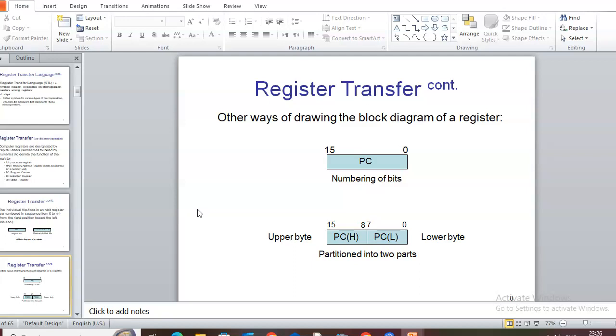Sometimes it is partitioned into two parts, that is lower byte and upper byte. The lower byte will have bits 0 to 7 and the upper byte can have bits 8 to 15. That will be represented by PC(L), that is program counter lower byte, and PC(H), program counter upper byte.